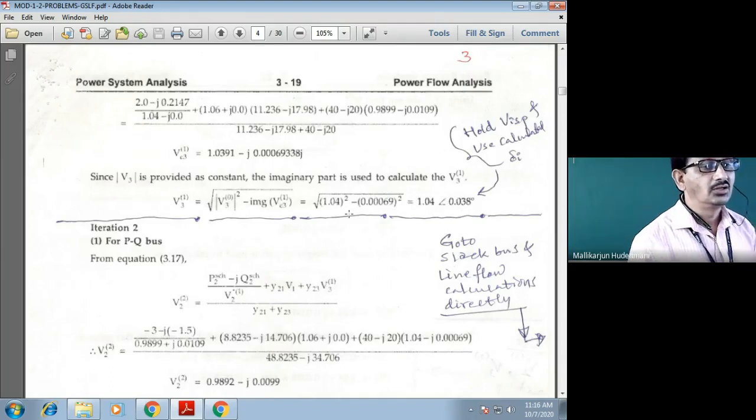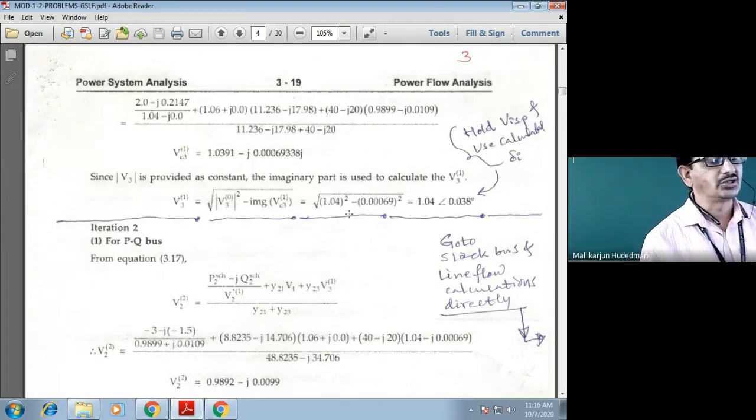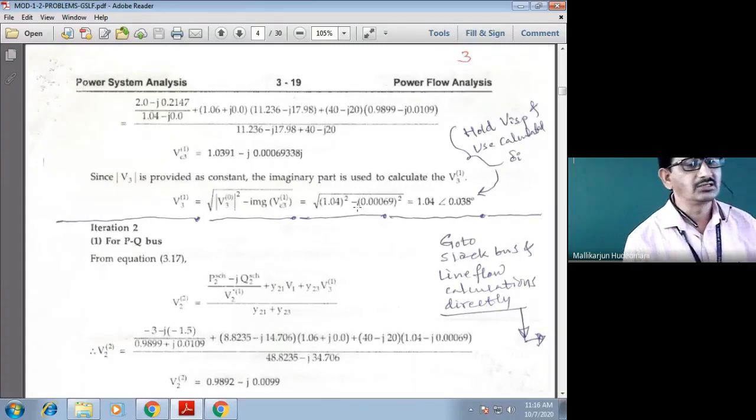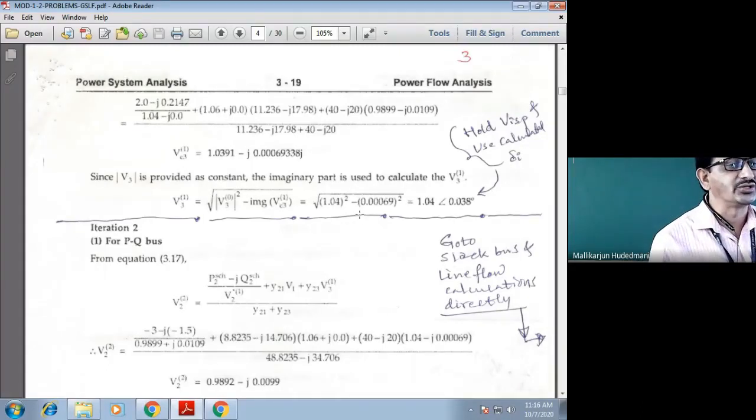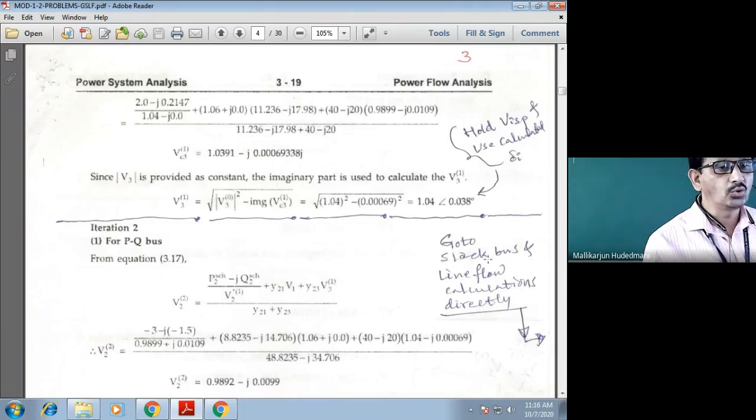Then if at all you require to go for iteration 2, 3, 4, this book is presenting you more than 2 iterations. So I put a dotted line here. So the line stops here. This is not to go further. Only one step is required for us in the curriculum. After having computed them, you may be required to go to slack bus and line flow calculations directly. I wrote an arrow here. It means to say, in the examination, as per our VTU sequence, one iteration is mandatory.